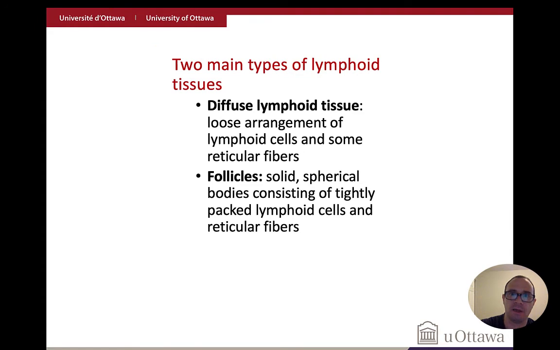There are two main types, or categories, I suppose, of lymphoid tissue. It can be very diffuse, and you see this in some lymphoid organs within the body, or it can be very structural in nature, forming follicles, so solid spherical bodies tightly packed with lymphatic cells and reticular fibers. A lot of different tissues have a combination of these two types of arrangement, and we'll see that as we talk about the individual types of tissues that are responsible for cleaning your blood throughout the lymphatic system.